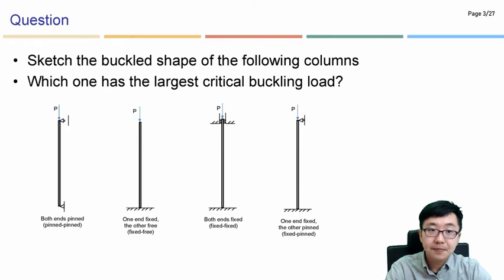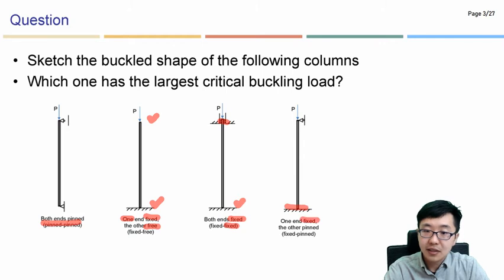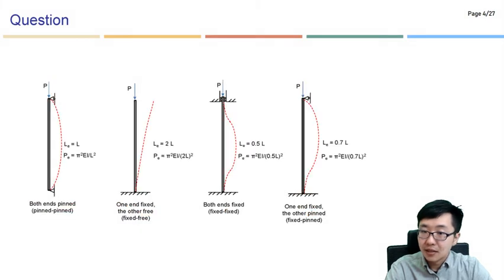So as you can see here, the first one is for the simply supported boundary condition, like the pin-pin condition, and this is the one fixed here, and the other part is free. This is fixed, this is fixed, this is fixed, and this is simply supported or pinned. So 4 conditions, and once we apply the axial compression, the deflection shape is represented by the dotted red line.